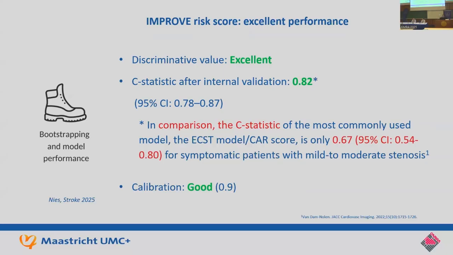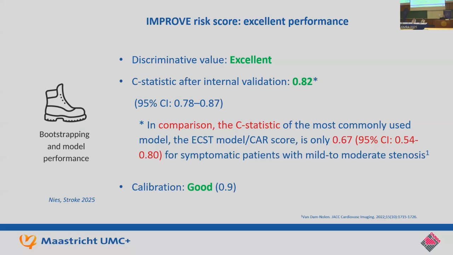We tested the performance of the model by calculating the c-statistic, which was 0.82 after internal validation, which indicates an excellent performance of the model to predict ipsilateral ischemic stroke. For example, in comparison, at the moment the most used model is the ECST model, also known as the CAR score, which had a c-statistic of only 0.67.